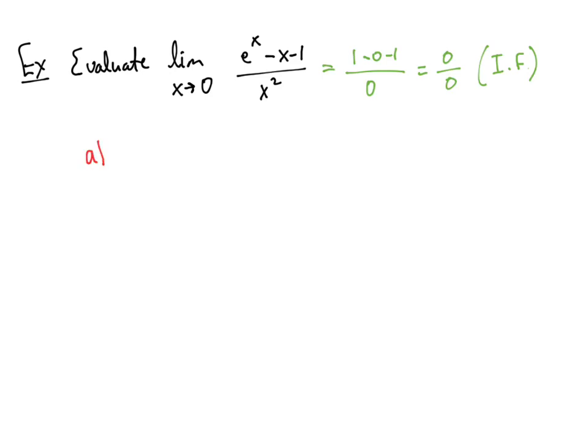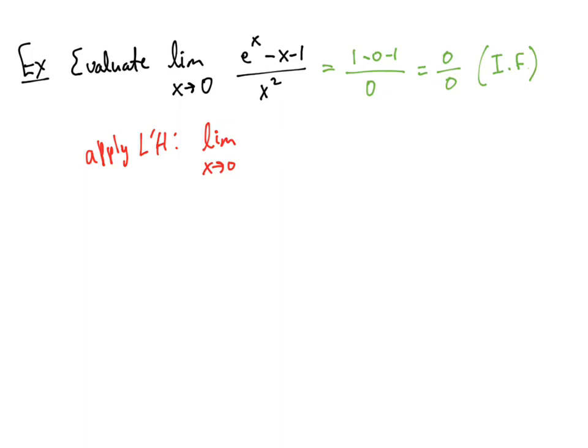So apply L'Hopital's rule. So we're going to say the limit as x goes to 0. Now we're going to take the derivative of the numerator separately from the derivative of the denominator. I should say a common mistake students will make is they'll apply the derivative using the quotient rule, but that's not what we want to do.